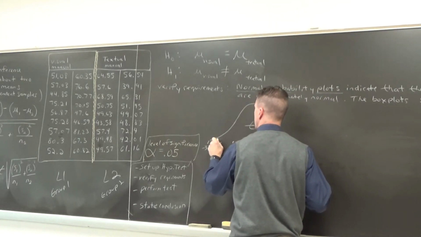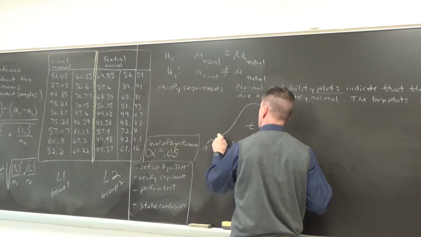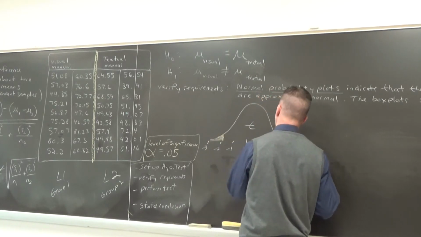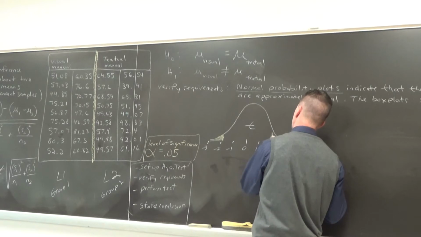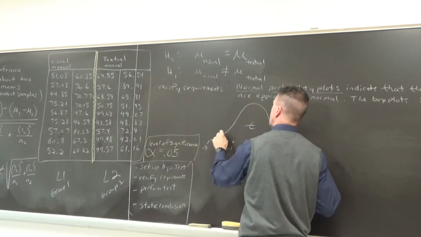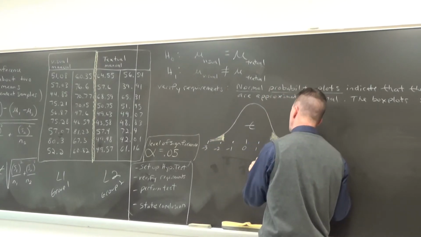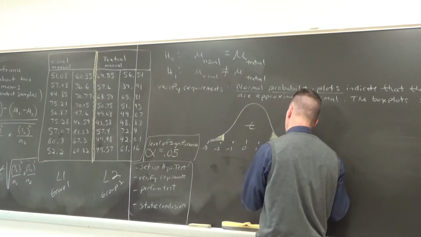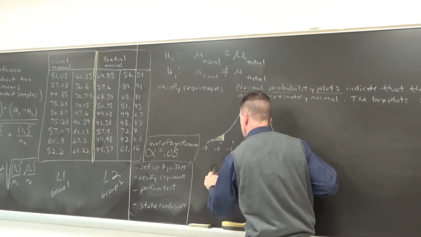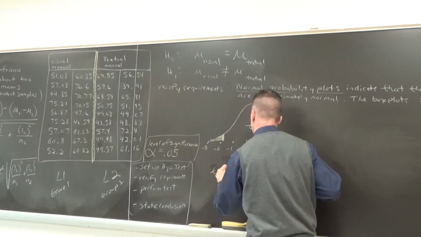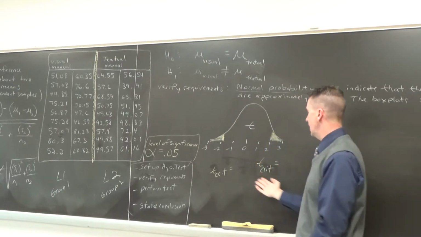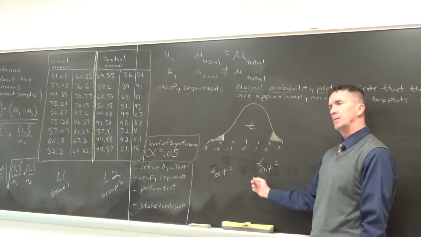I'll shade about 5%. Shade both tails. Two-tail test. So I'm trying to get my two t crits. You know me, I always use the yellow chalk for the t crits. These would be the same values except one will be negative, one will be positive.